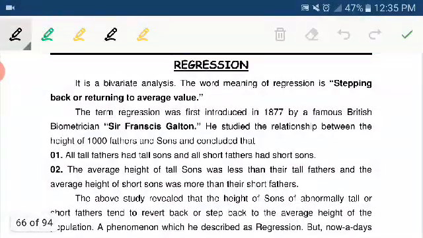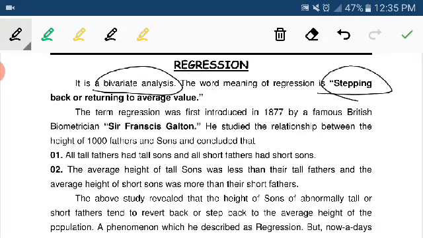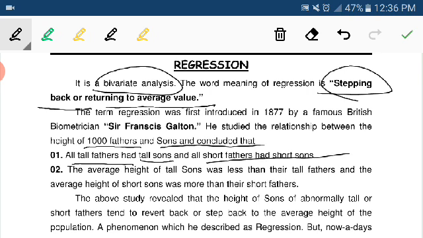Regression is a bivariate analysis. The word meaning of regression is stepping back or returning to the average value. The term regression was first introduced in 1877 by the famous British biometrician Sir Francis Galton. He studied the relationship between the heights of a thousand fathers and sons, and concluded that tall fathers had tall sons and short fathers had short sons. The average height of tall sons was less than their tall fathers, and the average height of short sons was more than their short fathers.